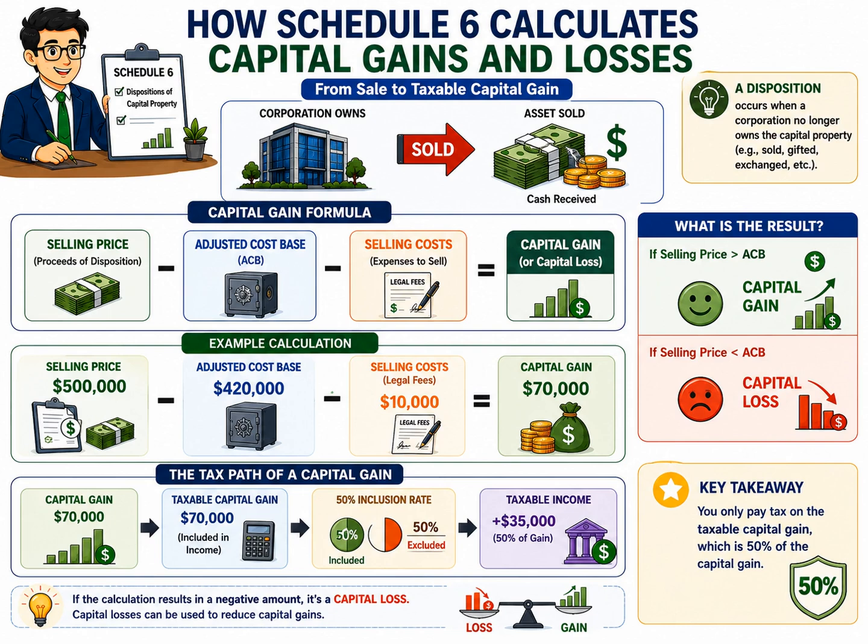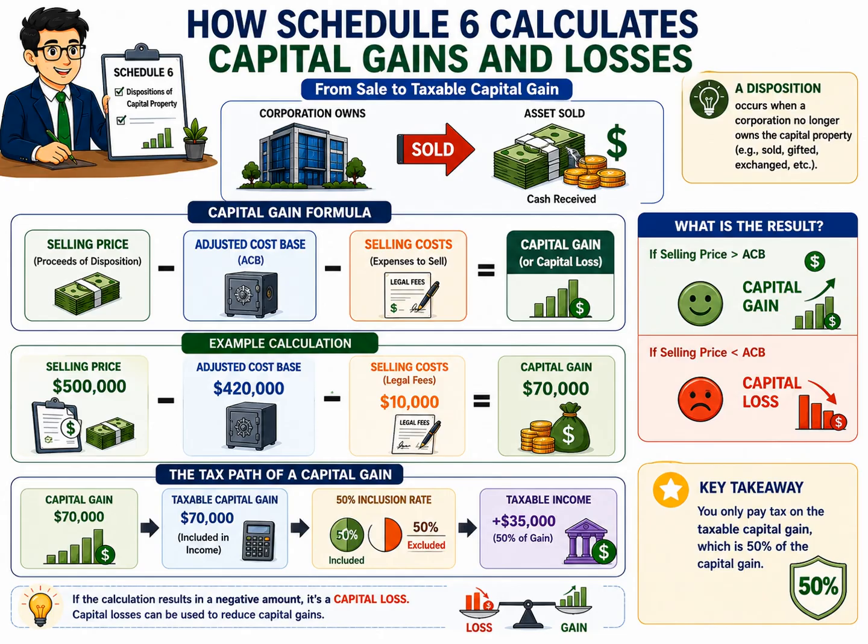These include expenses directly related to the sale, such as legal fees, commissions, brokerage fees, or other costs incurred to complete the transaction. Schedule 6 uses a simple formula to calculate the result. It starts with the selling price, subtracts the adjusted cost base, and then subtracts the selling costs. The remaining amount is either a capital gain or a capital loss. Let's look at the example shown on the slide.